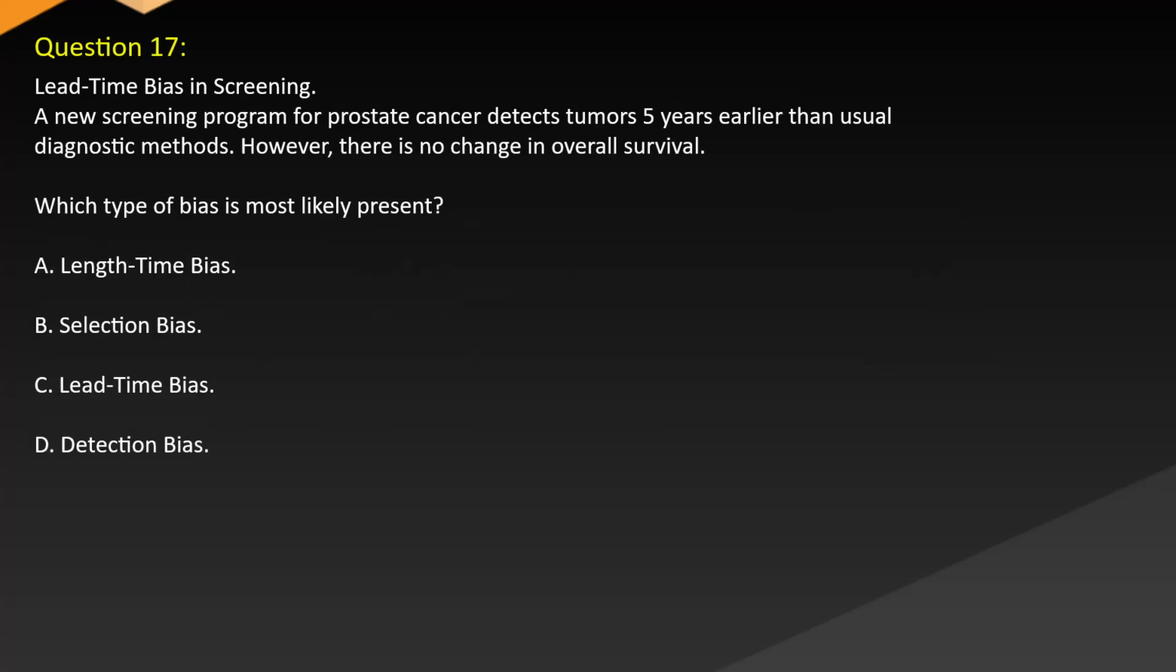Question 17. Lead time bias in screening. A new screening program for prostate cancer detects tumors 5 years earlier than usual diagnostic methods. However, there is no change in overall survival. Which type of bias is most likely present? A. Lead time bias. B. Selection bias. C. Lead time bias. D. Detection bias.